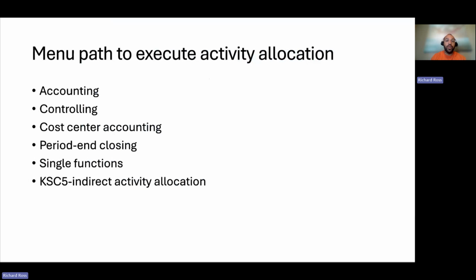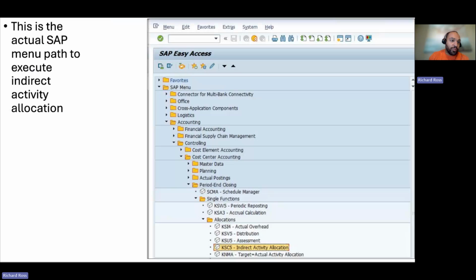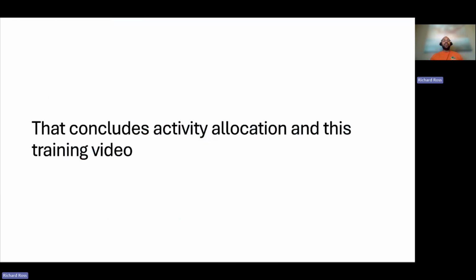Menu path to execute activity allocation. Accounting, controlling, cost center accounting, period end closing, single functions, indirect activity allocation. This is the actual menu path to execute indirect activity allocation, same as the last screen. Accounting, controlling, cost center accounting, period end closing, single functions, allocations, indirect activity allocation. That concludes activity allocation and the training video.